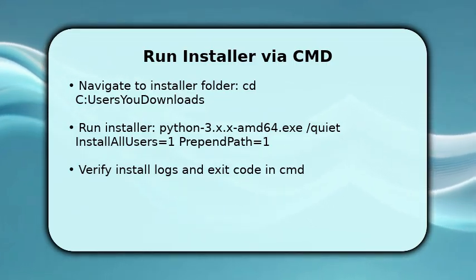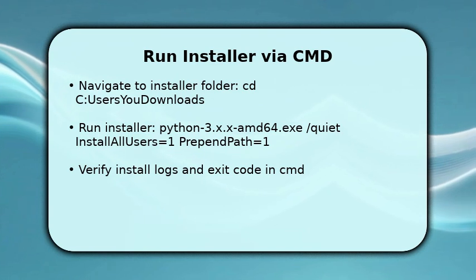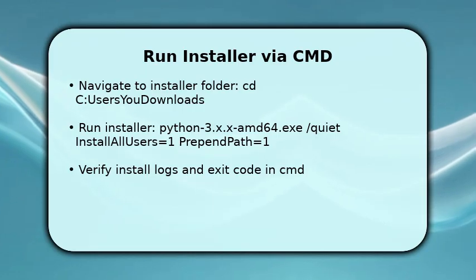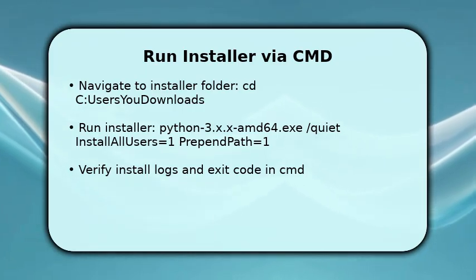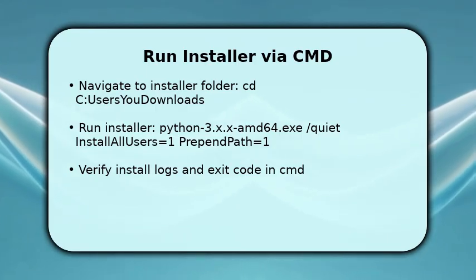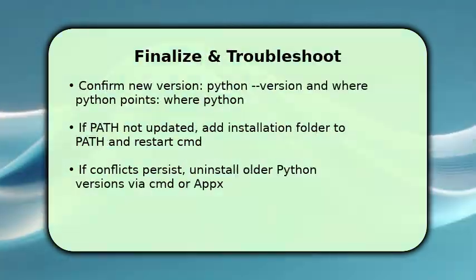Once the process finishes, check the installer exit code and any log files produced to ensure no errors, because a silent failure can leave old versions. To complete, confirm the upgrade by running python --version and where python to see which executable is active.